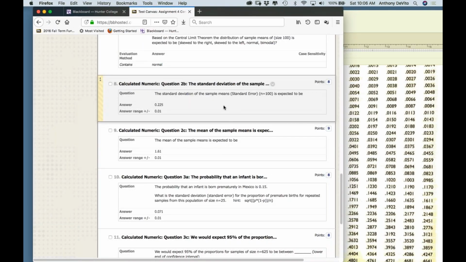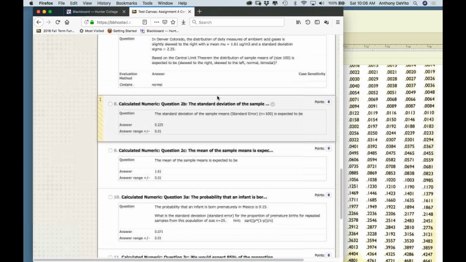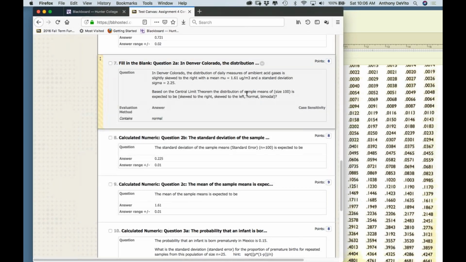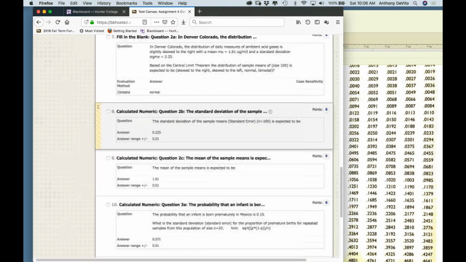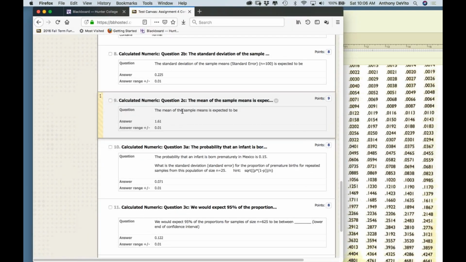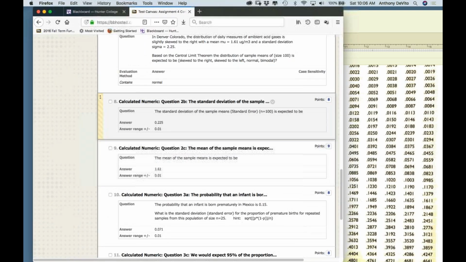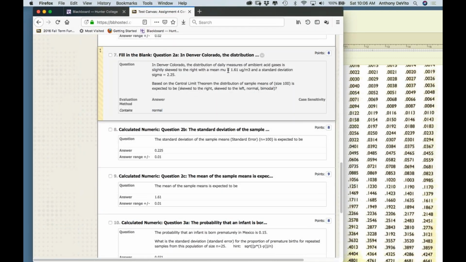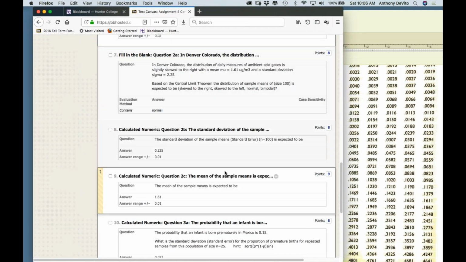The standard deviation of the sample mean, the standard error, is expected to be, okay, what's the standard error going to be equal to for n equals 100? Well, that's going to be equal to sigma, 2.25, divided by the square root of the sample size, divided by 10. So that's going to move a decimal place over one place. That's going to be 0.225. That's pretty convenient, right? So the mean of the sample means is expected to be the same as the mean of the population, or 1.61.